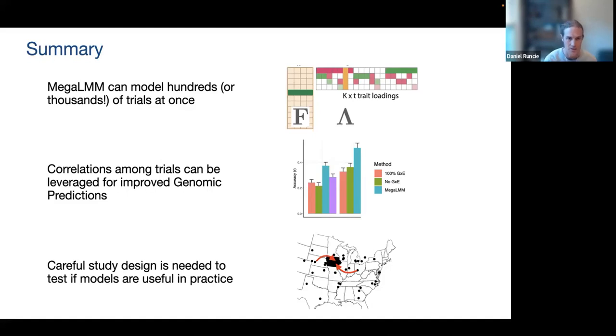But I do think that most of the studies that look at G by E prediction report statistics that are really inflated relative to the actual use cases that they're trying to model. And so I think that careful study design is needed to test more robustly whether these models are actually doing what we claim that they're doing.